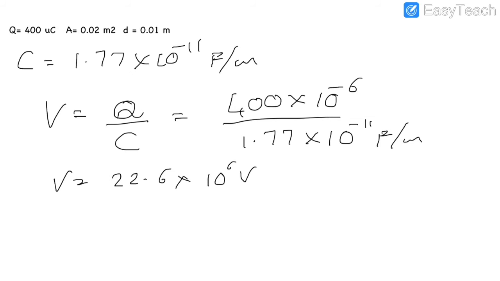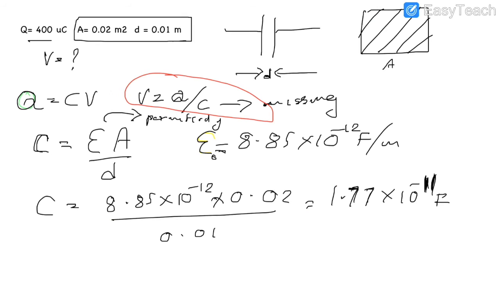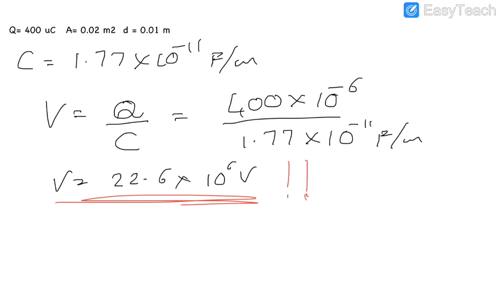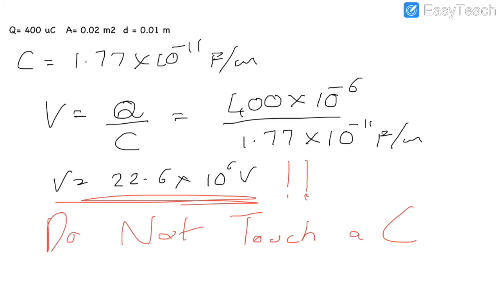Whoa! Just take a look at this. That is a very high voltage value. The problem is we had 400 microcoulombs of charge, and if we find the capacitance and then find the potential difference across it, it is massive. So, a very important lesson: do not touch a capacitor with your hands.